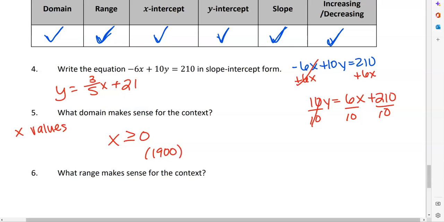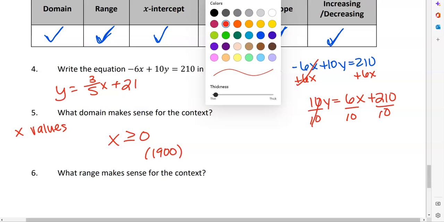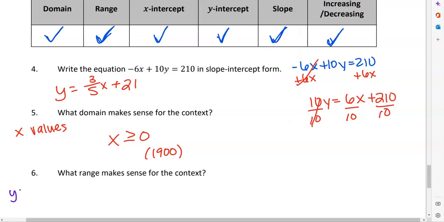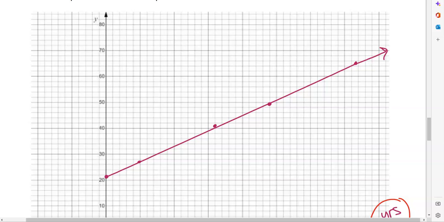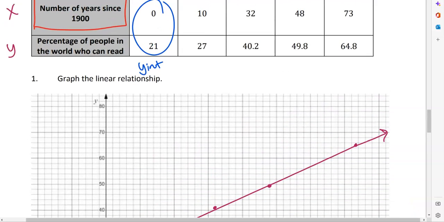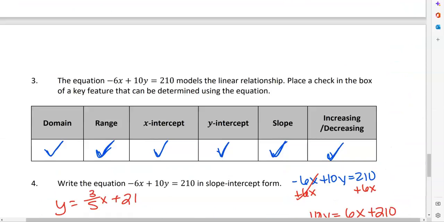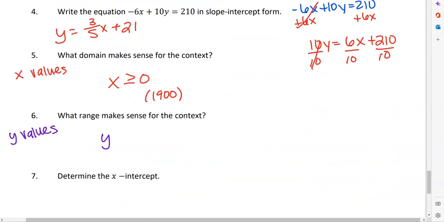Okay, what range is going to make sense? Is that my x's or my y's? These are our y values. So what's the lowest y that we have? No, my lowest y is not 0. What's our lowest y? 21. Good. And then it goes up from there, right? Without stopping. So my range is going to be y's that are bigger than or equal to 21. Because that was the starting percent of people who could read in the year 1900 when this study started.